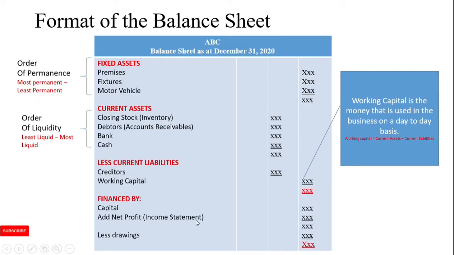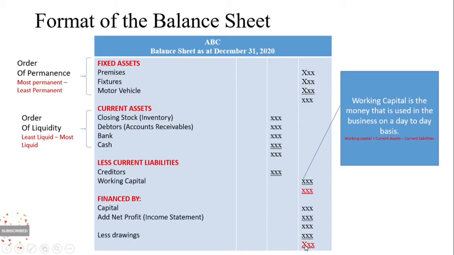You would add net profit. Now the net profit is the same net profit that you would have gotten from working your income statement. So you add the net profit to it, you get this figure here, and then you less drawings. Drawings would be in the trial balance that you would just pick up again, right? And you subtract your drawings from this figure, right? And you would get this figure down here.